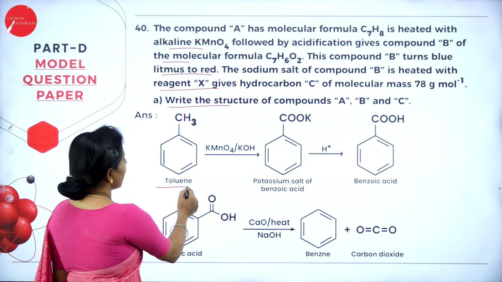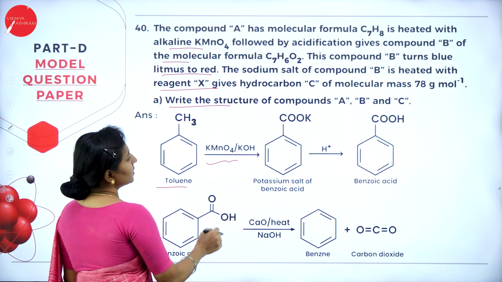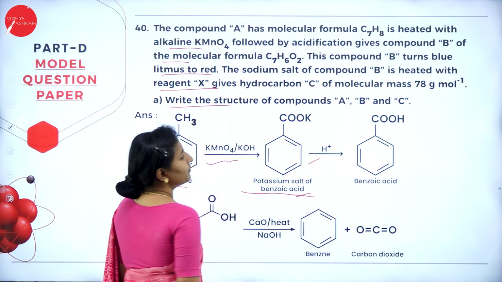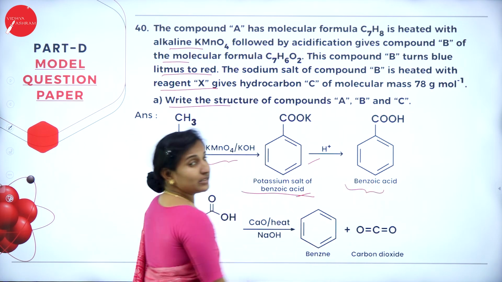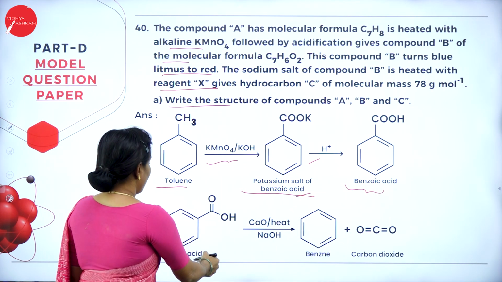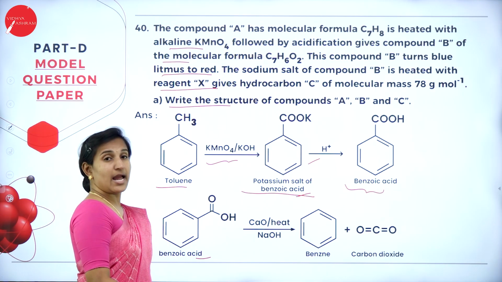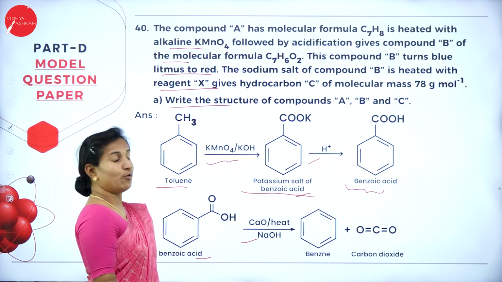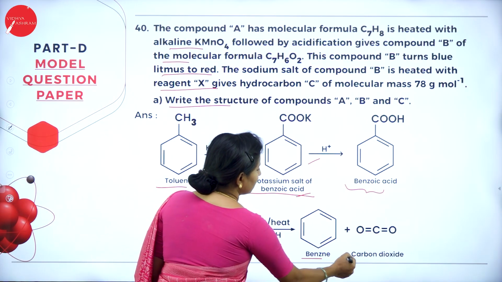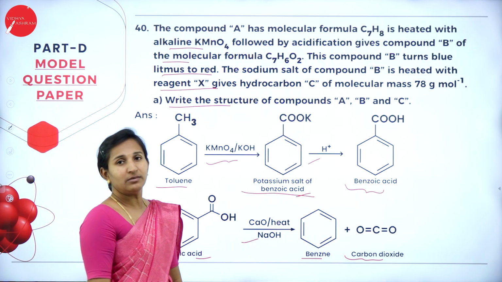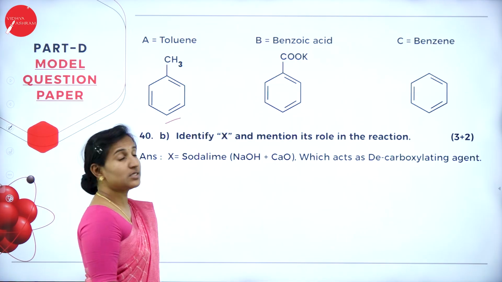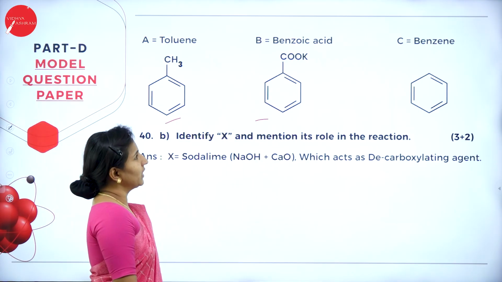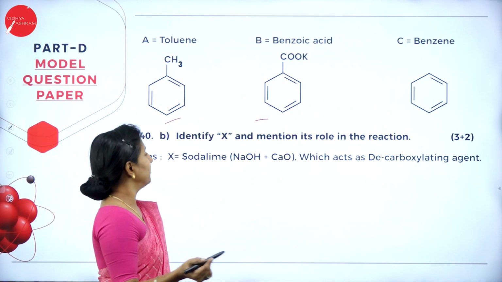So when toluene reacts with KMnO4 and KOH, it gives the potassium salt of benzoic acid, which on acidification gives benzoic acid. When the sodium salt of benzoic acid reacts with calcium oxide in the presence of NaOH, it gives benzene and releases carbon dioxide. The compound A is toluene, compound B is benzoic acid and the compound C is benzene.